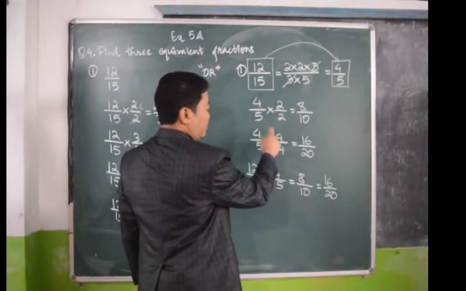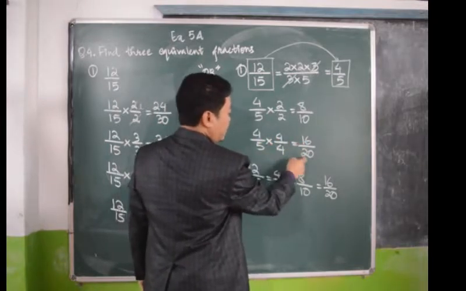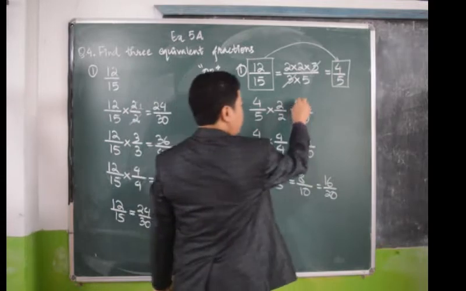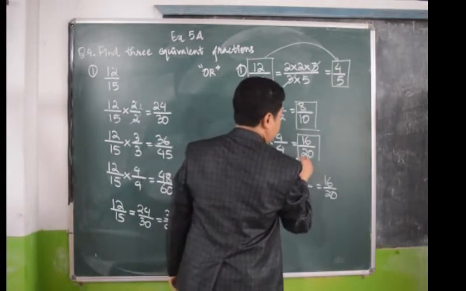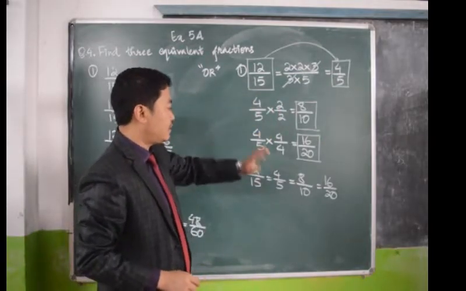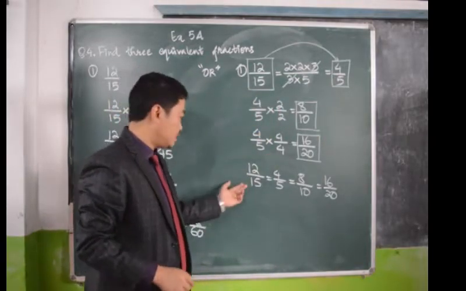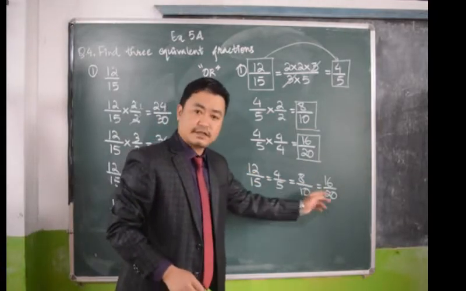Now see, multiply numerator and denominator again. 4 into 4 is 16. 5 into 4 is 20. Now I have got 3 equivalent fractions for the question given as 12 divided by 15. Say 4 by 5, 8 by 10, 16 by 20. That is why I have written 12 by 15 equals 4 by 5 equals 8 by 10 equals 16 by 20.